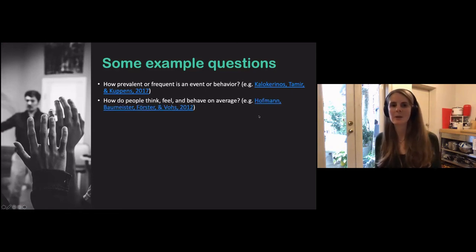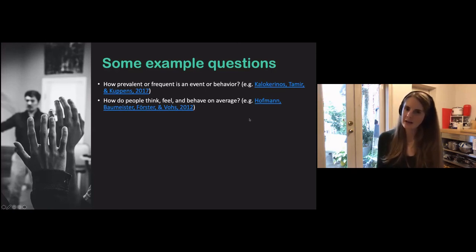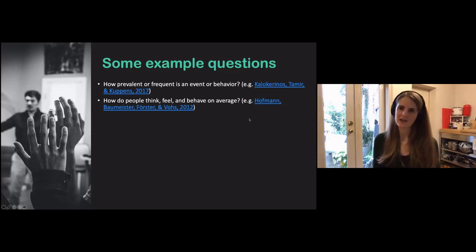An analogous question is how people think, feel, and behave on average. So we can, in this type of question, follow people into their daily life and map out the average thinking, feeling, and behavior patterns for a particular variable. So this Hoffman paper does this with self-control and the conflict between our goals and our desires, and just looks at the kind of average levels of these things and how the different types of desires occur in everyday life.